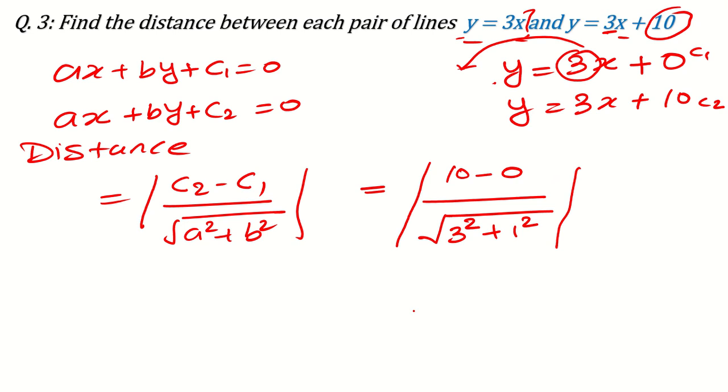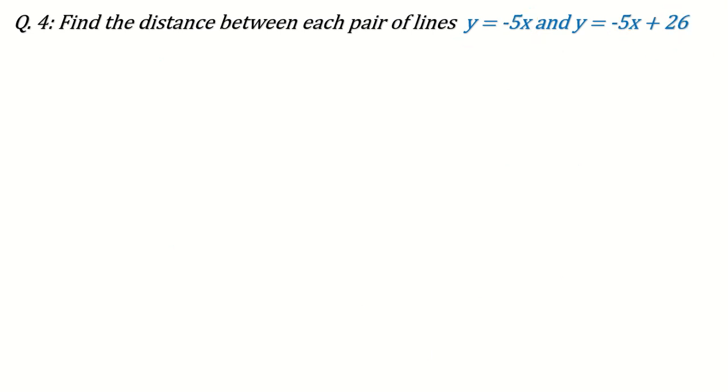Yes? So this is 10 minus 0, which means 10, divided by the square root of 3 square, 9, plus 1, 10. And 10 over the square root of 10 means the square root of 10 units. Okay? Like this you will find the distance. Another question can be, the same type of question. Please pause the video and do the question yourself.